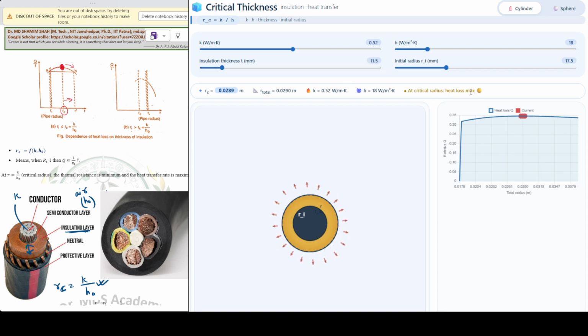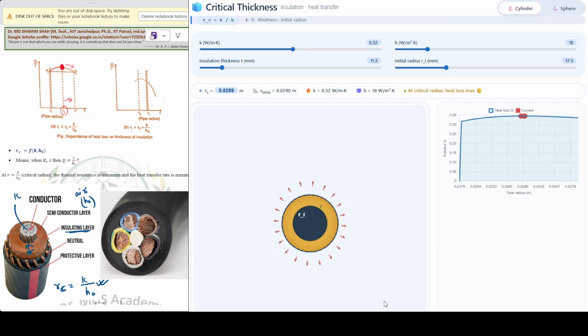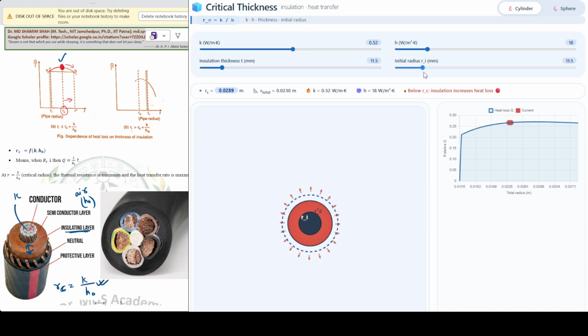So heat loss is maximum. It means that the maximum loss is taking place here. This is the condition. Here, the insulation radius Ri is nothing but the bare rod radius.